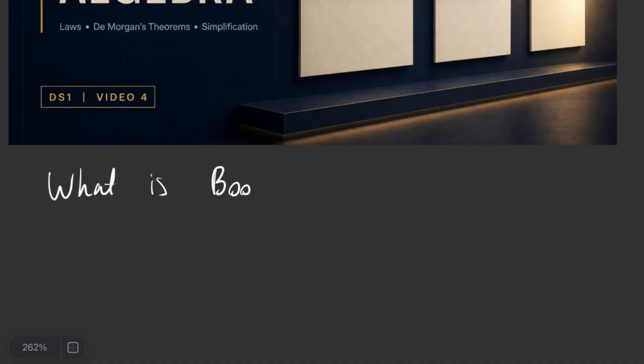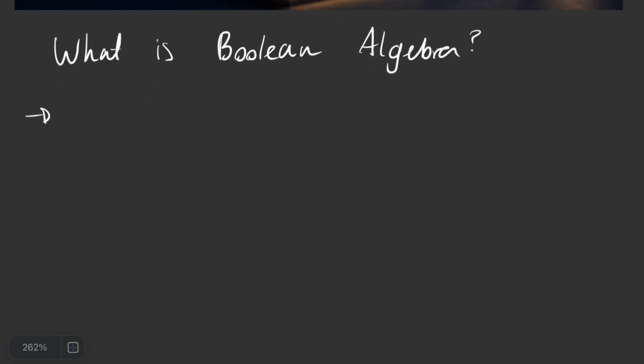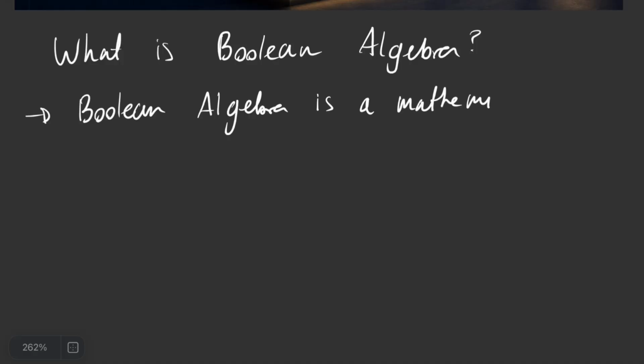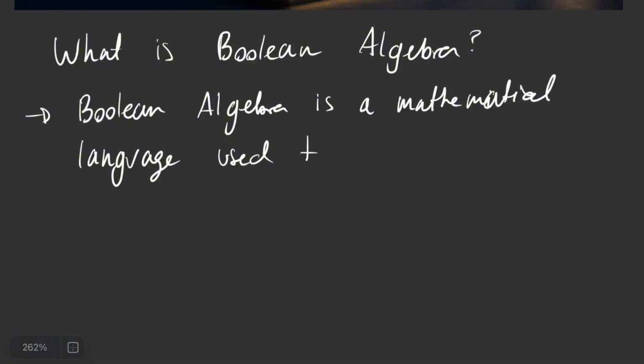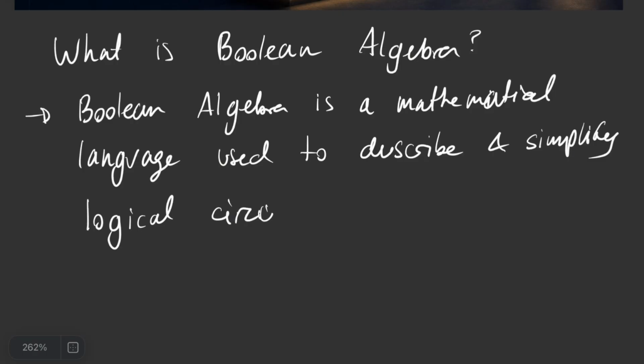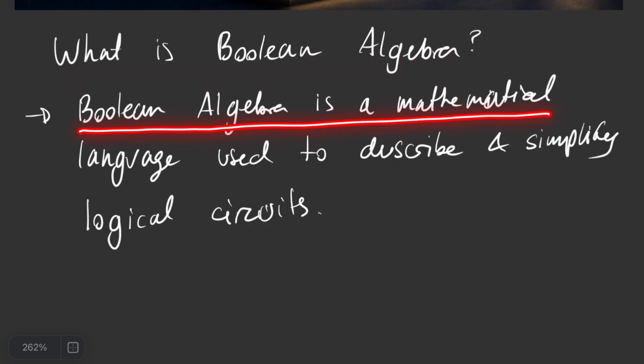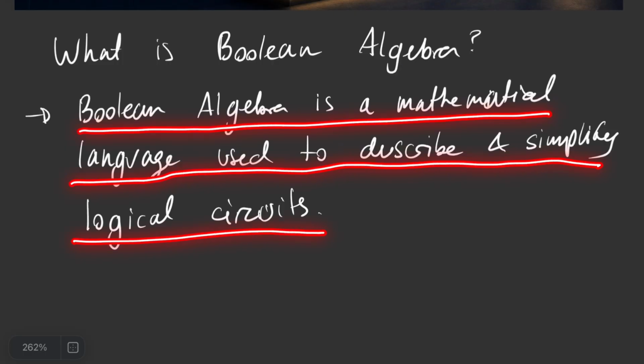what is Boolean algebra? Boolean algebra is a mathematical language used to describe and simplify logical circuits.